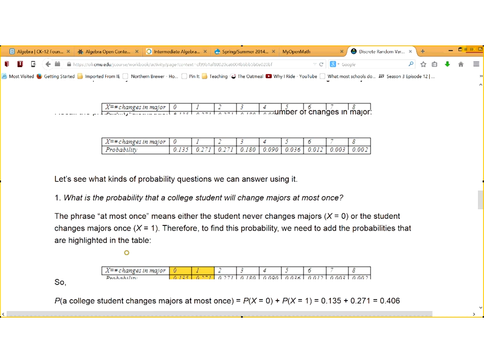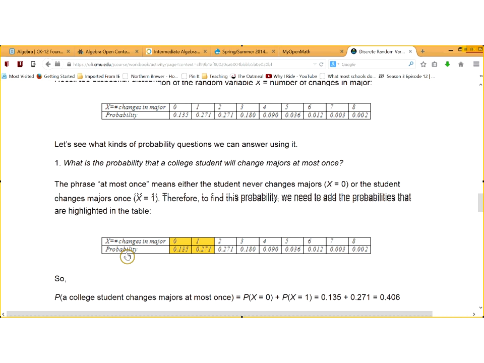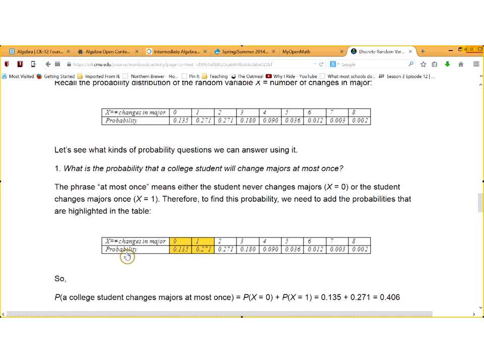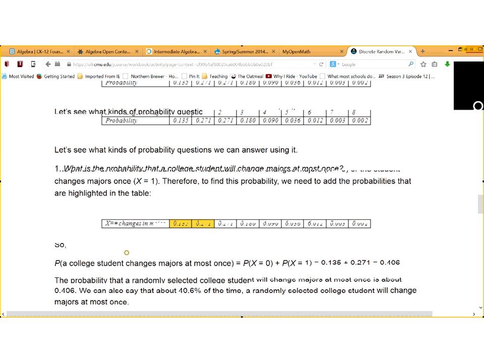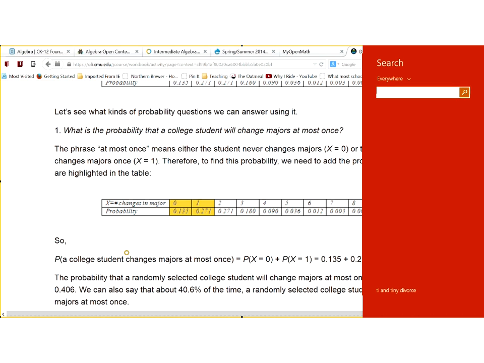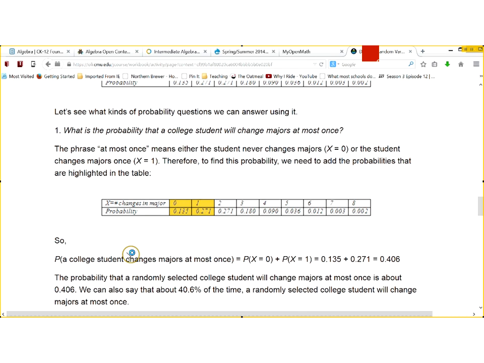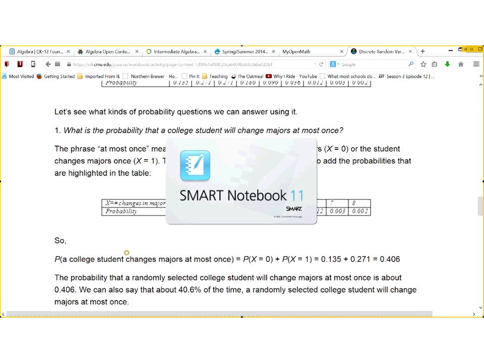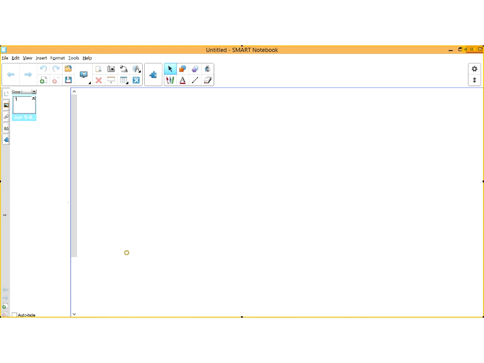All right, so one thing I'm going to do, I'm going to add this to it, and this is because it's in the notes, but I also want to do it here. So it says, what is the probability that a college student will change majors at most once? And it says that means that either x equals 0 or x equals 1. So I can add because it's an or. But I can also write this with an inequality. And that's something I like to do. They don't do this on OLI. And I'm going to bring up my little writing pad here. Well, I guess I could have done it in another program, but that's okay. All right.